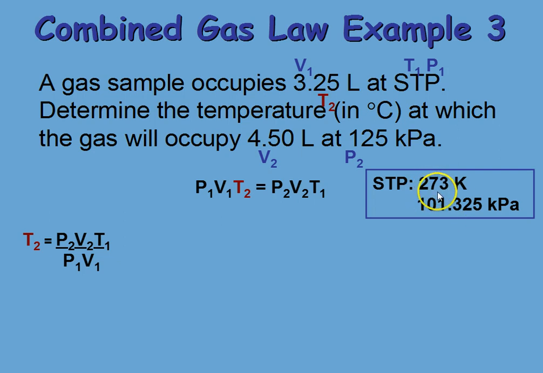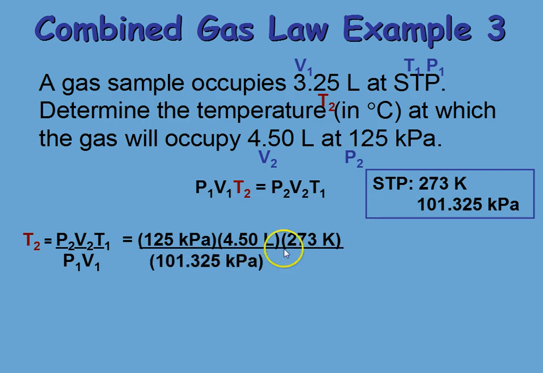Because temperatures need to be in Kelvin, I went ahead and turned 0 degrees Celsius into Kelvin by adding 273. And so I should be ready to go with using this equation. My P2 will be the 125 kPa, my V2 will be the 4.50 liters, and my T1 is the STP temperature in Kelvin, 273. I'm going to divide by P1, which will be my STP pressure in kPa, so that it'll cancel with my P2. And then V1 was what I was given at the very beginning of the problem, 3.25 liters.